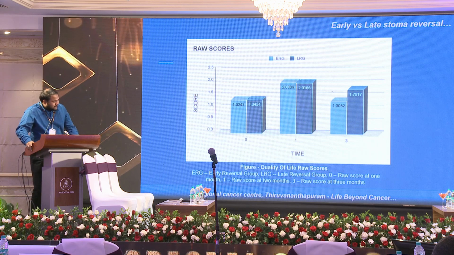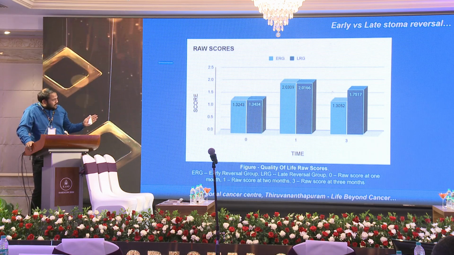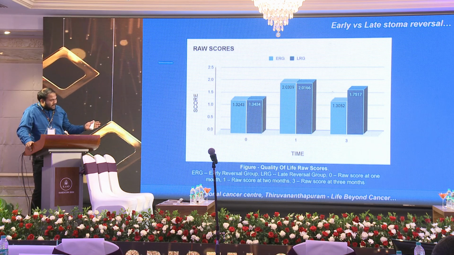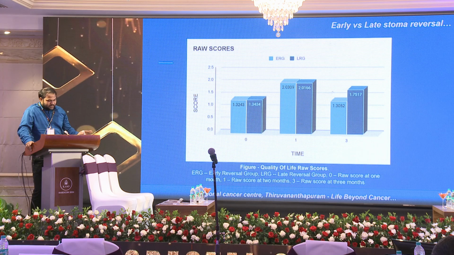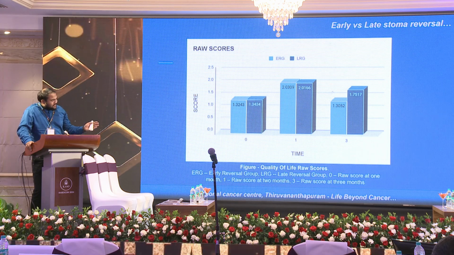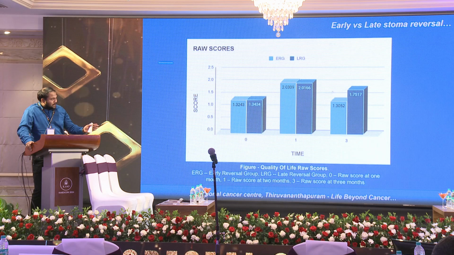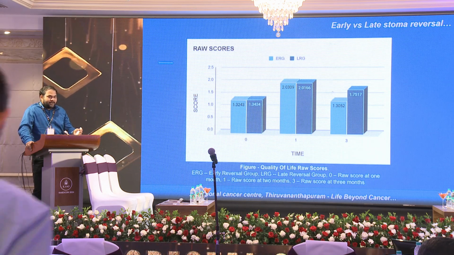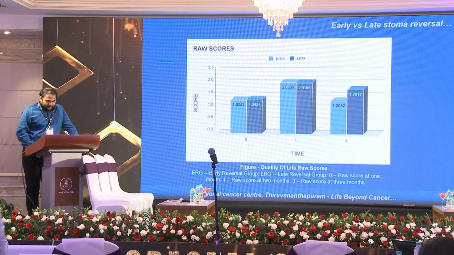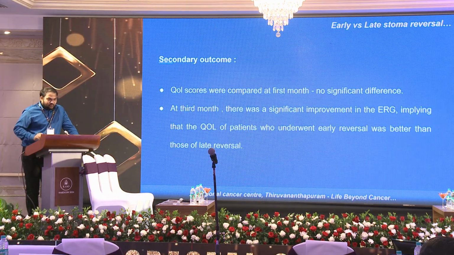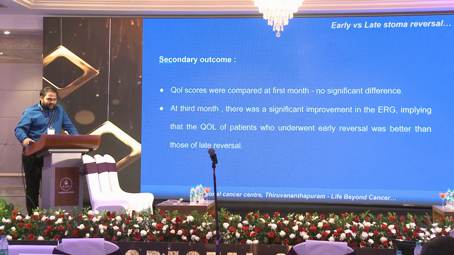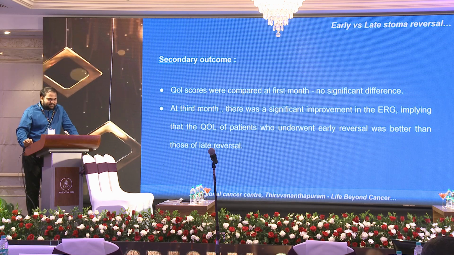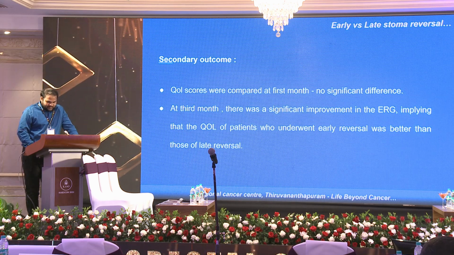So if you see the graph, the quality of life has improved in the third assessment compared to the first assessment in the early reversal group, because the patients had undergone early stoma reversal. And we can also see improvement in the late reversal group compared to the first assessment, because the patients are used to the stoma and are getting along with it. So at the 3rd month, there was a significant improvement in the early reversal group, implying that the quality of life of patients who underwent early reversal was better than that of late reversal.